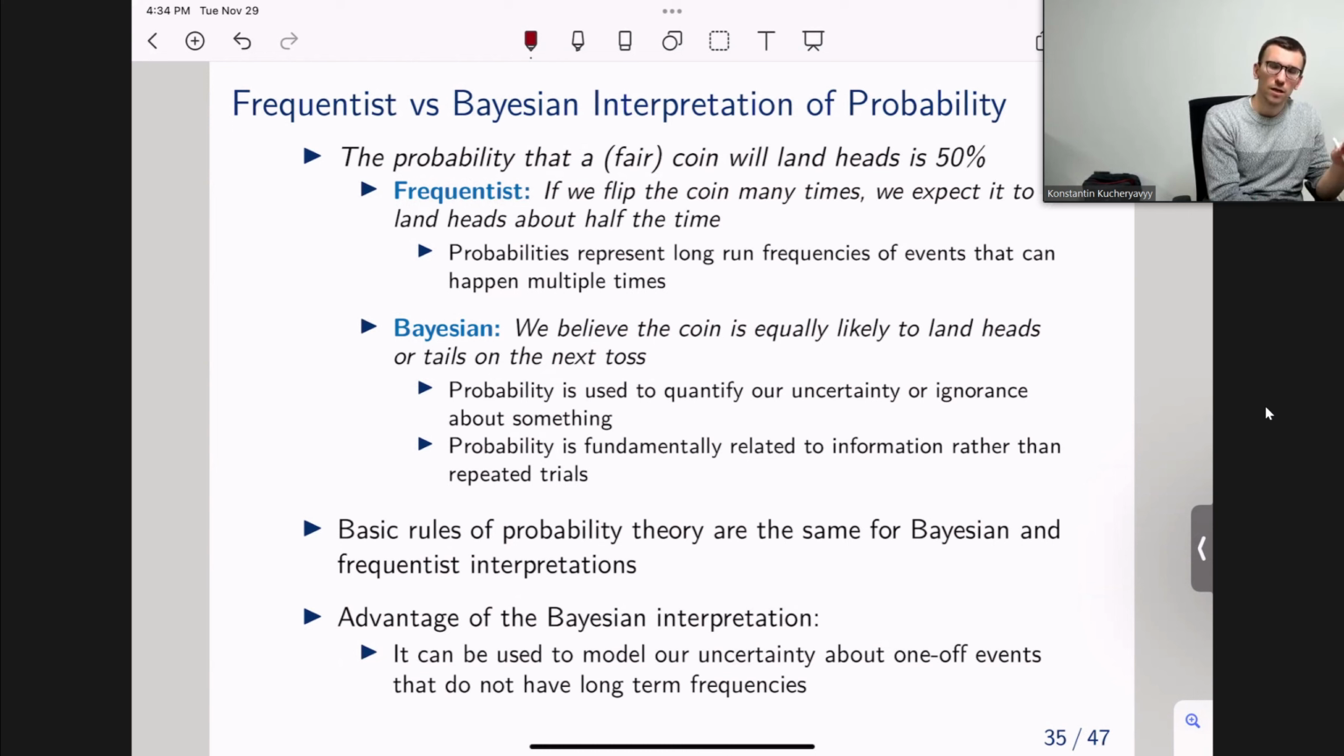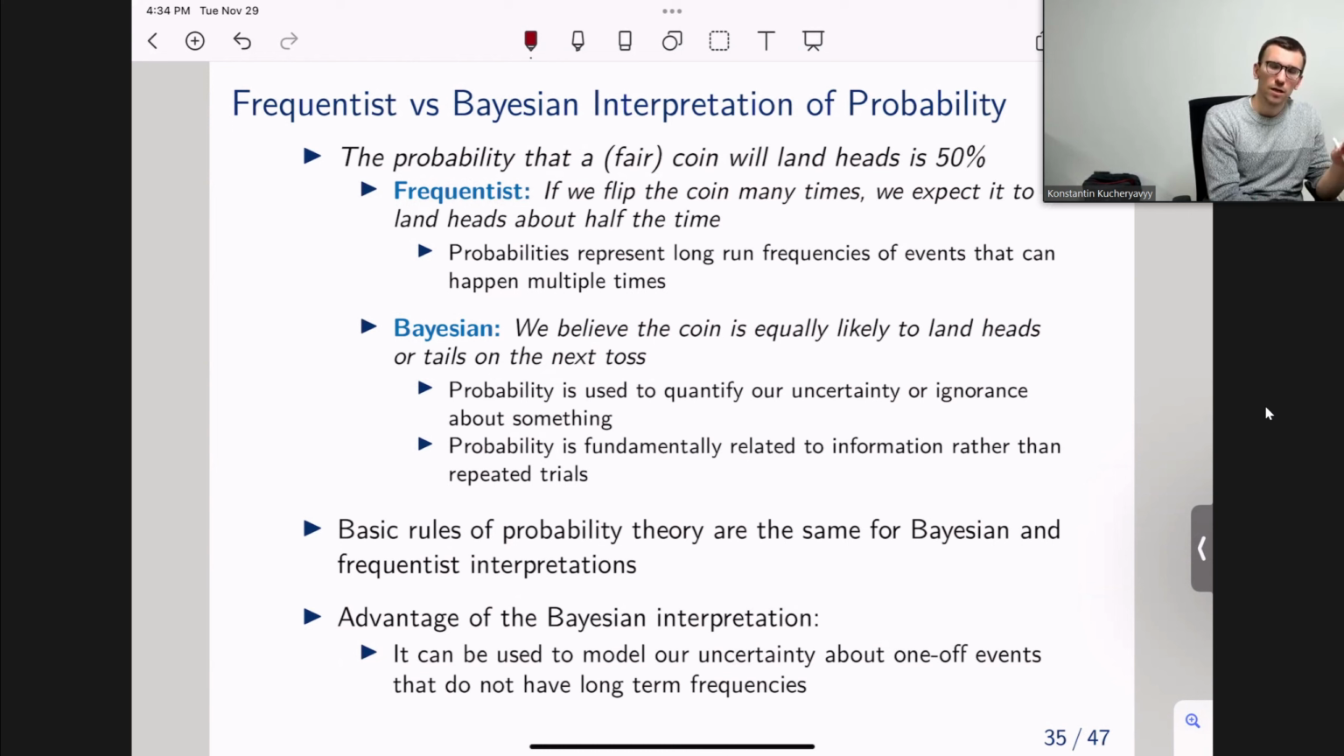You probably heard this in different contexts in statistics, maybe econometrics. The big point is that the basic rules of probability theory are the same for Bayesian and frequentist interpretations. And maybe conceptually, one advantage of the Bayesian interpretation is that it can be used to model our uncertainty about one-off events that do not have long-term frequencies.